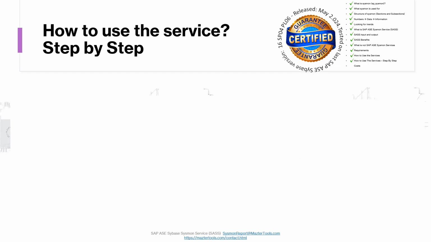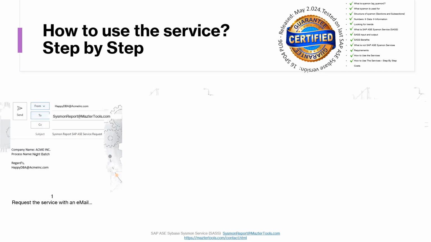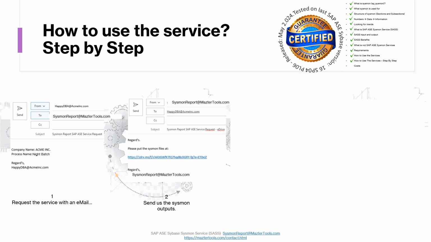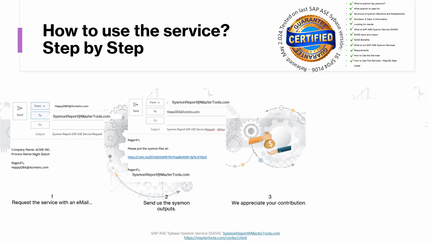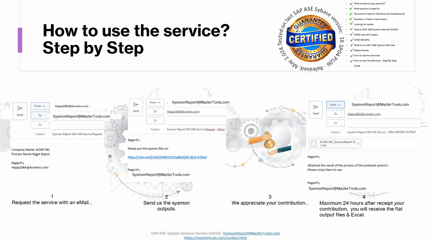To use the SAS service, please follow these steps. Step 1. Please write us an email with the information presented here. Step 2. Upload the files of the Sysmon's output to the E-drive that we indicate. Step 3. We receive your payment. Step 4. You will receive the flat files and Excel file.